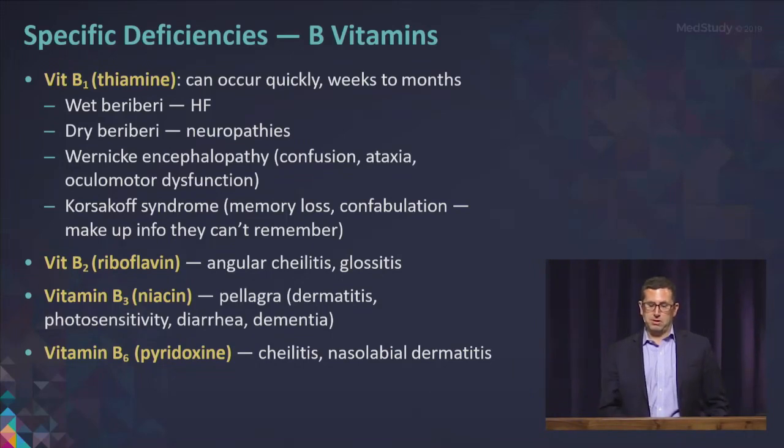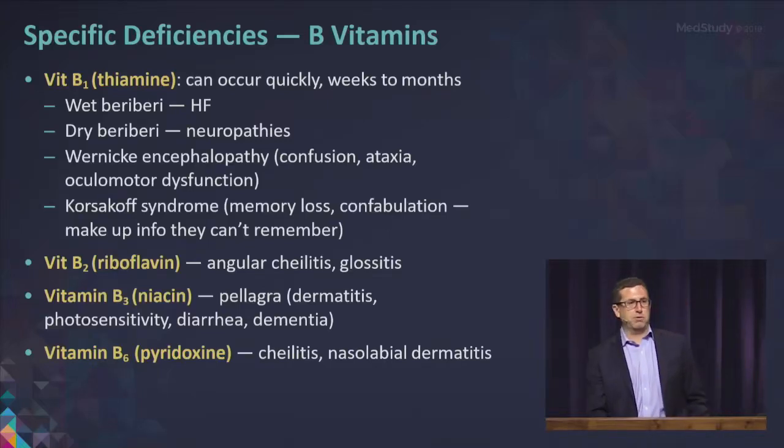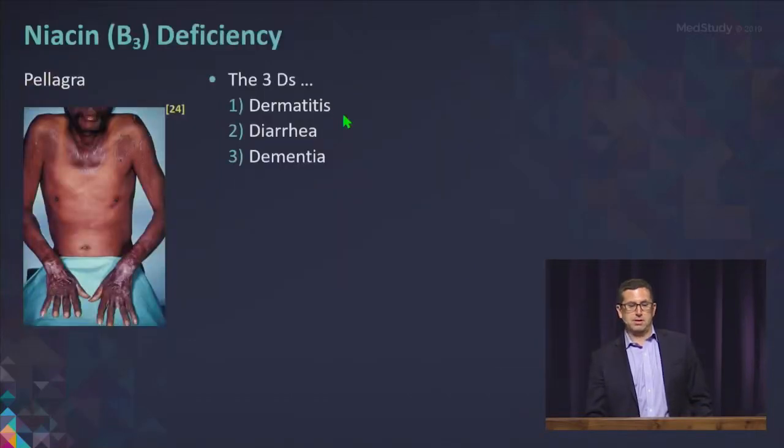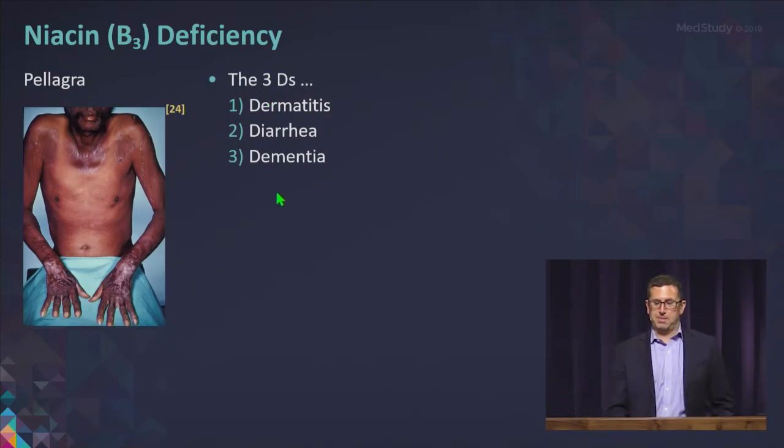Other vitamins would be B12, riboflavin, which is associated with angular cheilitis and glossitis, vitamin B3, niacin, which is associated with pellagra, which typical manifestations would be dermatitis, photosensitivity, diarrhea, and dementia. Vitamin B6 is pyridoxine, which is, again, associated with various skin manifestations. Unfortunately, the only way to deal with these is just to memorize them. This is an example of angular cheilitis here at the corner of the mouth, and this would be glossitis. This is a patient with pellagra, so it's the 3Ds, dermatitis, diarrhea, and dementia.